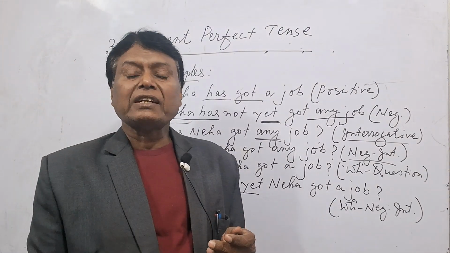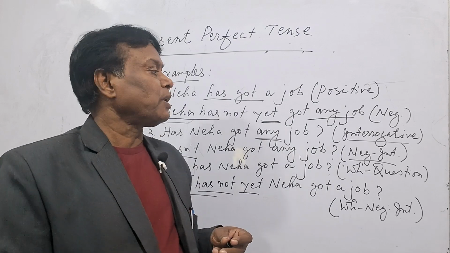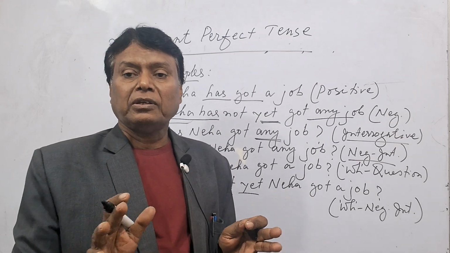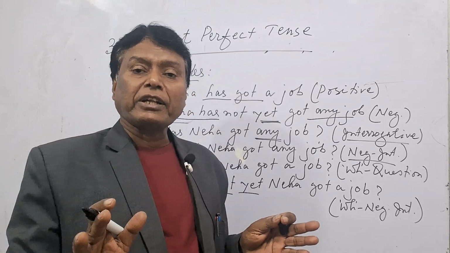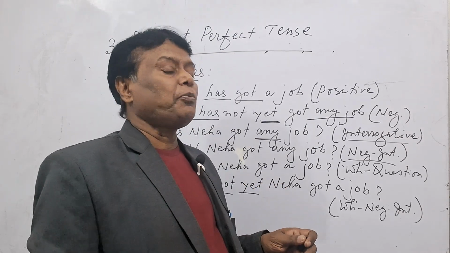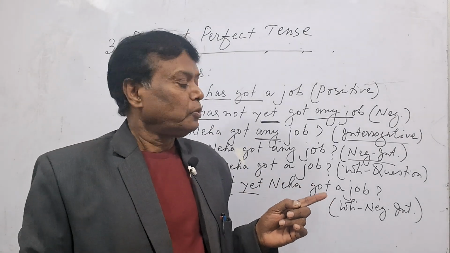For your answer, if you know that she got a job 15 days before, in the last month, then your answer should not be she has got a job in the last month. That is not possible. She got a job in the last month. Has को अब remove करना पड़ेगा. That is not present perfect. That is simple past. Okay.